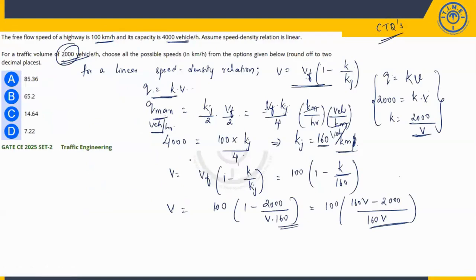And this is also a question from GATE 2025 traffic engineering. It is mentioned the linear speed density relation. So we have this equation for linear speed density, and Qmax is given by Kj by 2 Vf by 2. And from that we got this equation. I want everyone to develop a quadratic equation from this. So if I am multiplying 160V, that gives us 160V square minus 16000V.